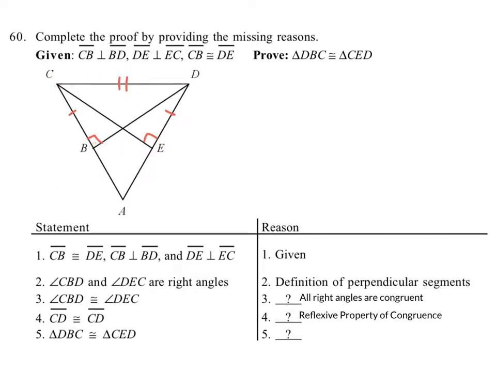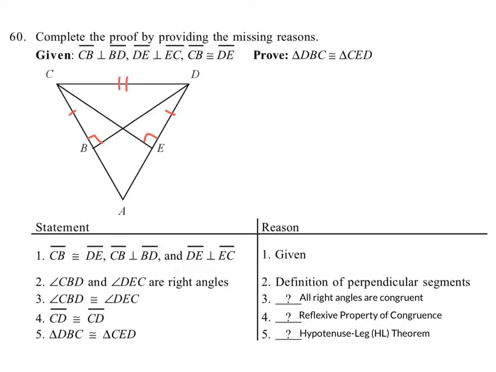If you have a leg congruent and the hypotenuse congruent in two right triangles, then by the hypotenuse leg theorem, the hypotenuse leg, and we can shorten that to be HL theorem. That's how we know that that's true, okay?